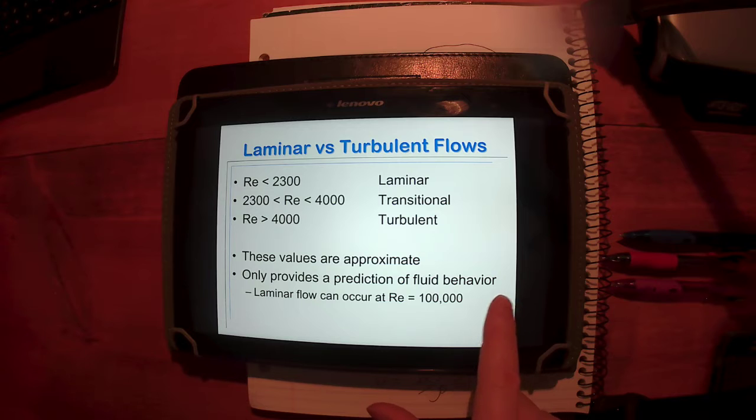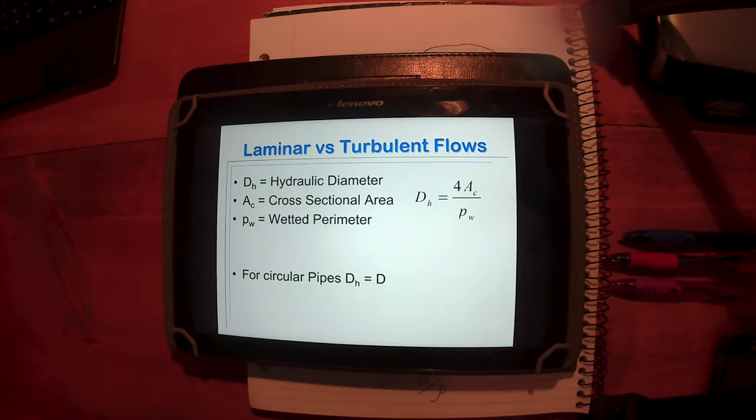That's not something we really have to be super concerned with. We just need to know what's the Reynolds number. Is it above 4,000? We're going to use a turbulent model. If it's below 2,300, we're going to use a laminar model. If it's in between, we may have to guess and check.